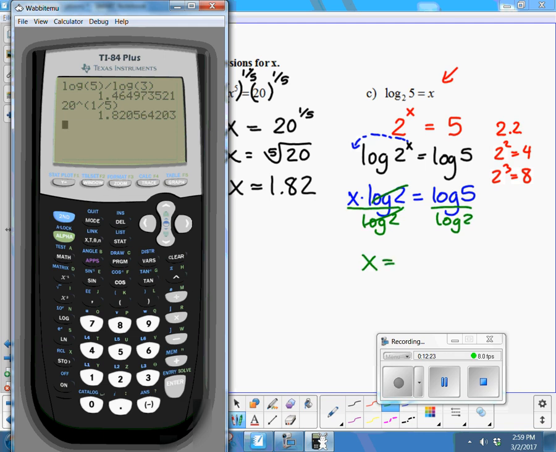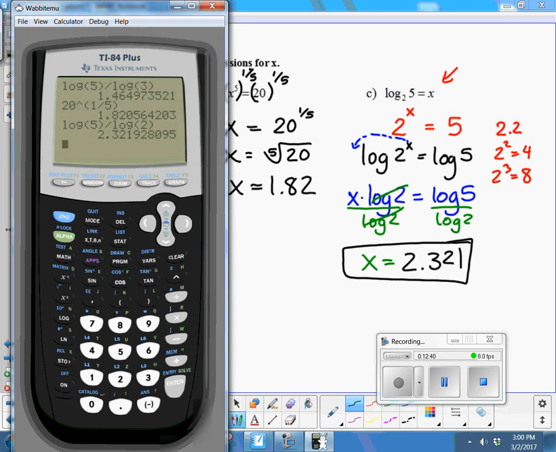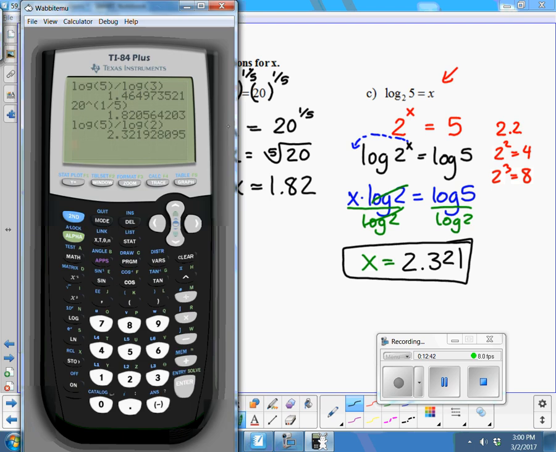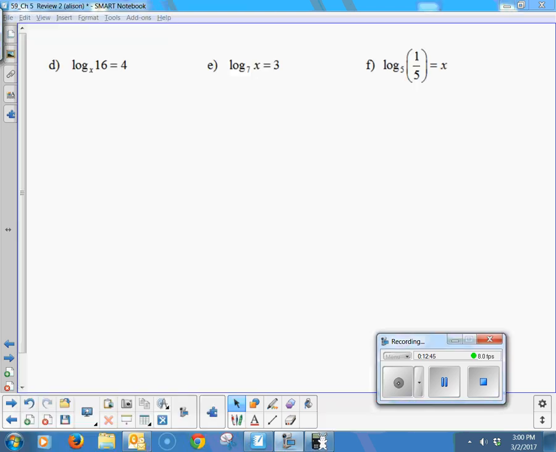Let's see how close my estimate was. Log of 5 divided by log of 2, and enter. 2.32. I seem to be lowballing my estimates. 2.321. Let's move on to the next page. Hey, calculator. Not the next page, the next row.